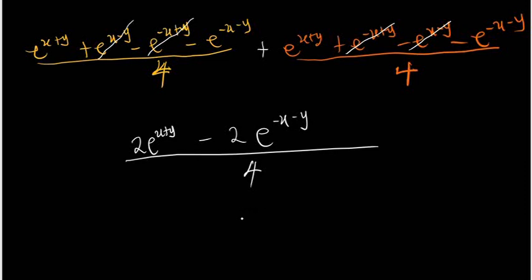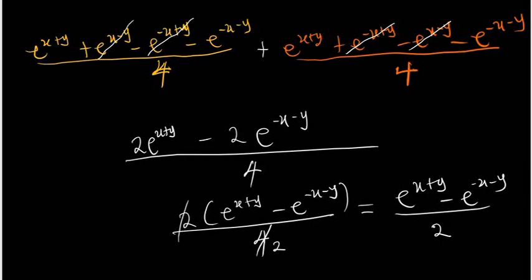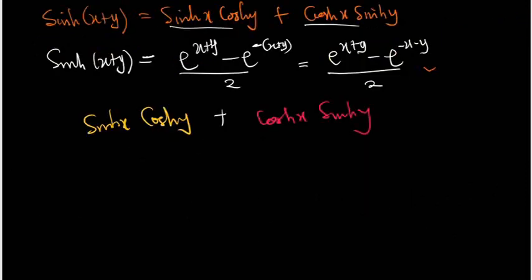Good. We can factorize the 2 out, so it becomes 2 into bracket e power x plus y minus e power negative x negative y all over 4, and the 2 will go into the 4 twice, leaving e power x plus y minus e power negative x negative y all over 2. So this indeed is exactly what we obtained when we changed sinh x plus y into the exponential form.